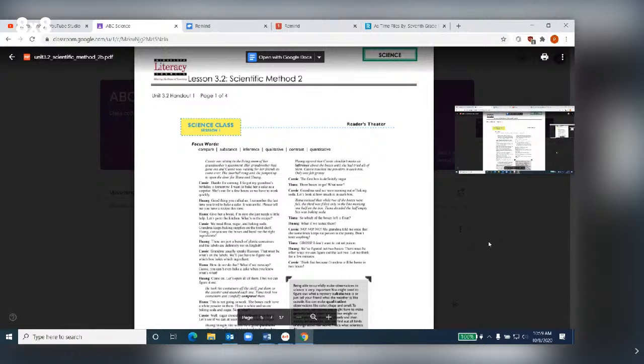Okay, guys, welcome to science. We're going to cover scientific method again. If you look up at the top, there are 6 words: compare, substance, inference, qualitative, contrast, and quantitative. Those are words we're going to get familiar with. I want to read this, and then there are some exercises, and we'll talk about these.